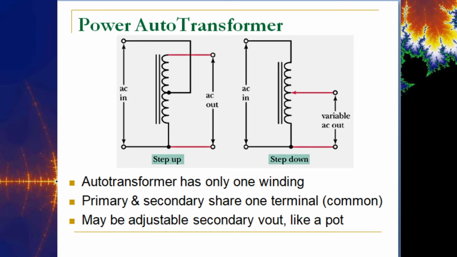Okay, so an auto transformer: the auto transformer only has one winding. The primary and secondary share one terminal, and so you can adjust it.